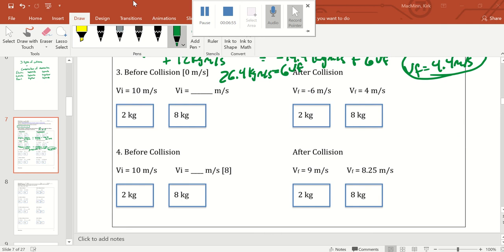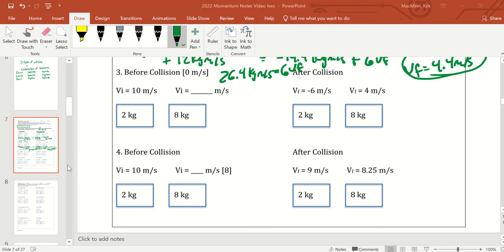So for number 3, you should have got the initial velocity of the 8 kilogram mass was 0, so it was at rest initially. And then for number 4, you should have gotten the initial velocity of the 8 kilogram mass was 8 meters per second. So that's elastic collisions. Let's go ahead and take a look at inelastic collisions.